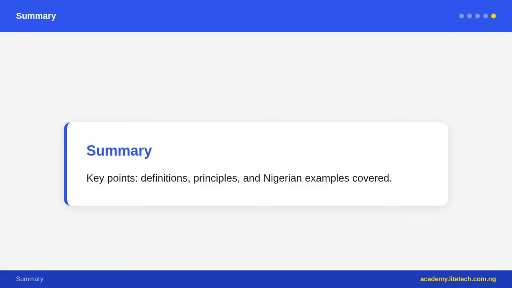WAEC Further Mathematics exam patterns: perform addition, subtraction, multiplication, and division of complex numbers, find modulus and argument, express in polar form, find square roots, solve quadratic equations with complex roots, use the conjugate root theorem.